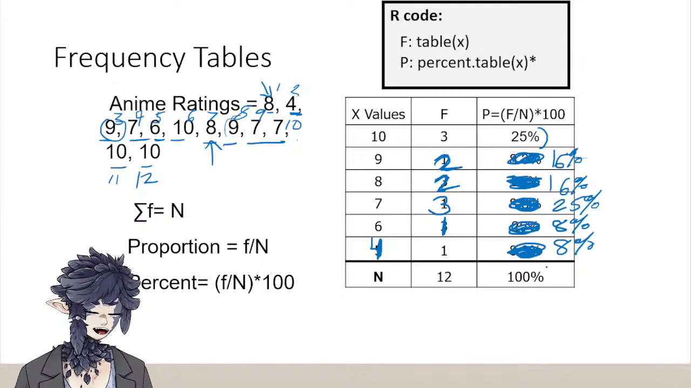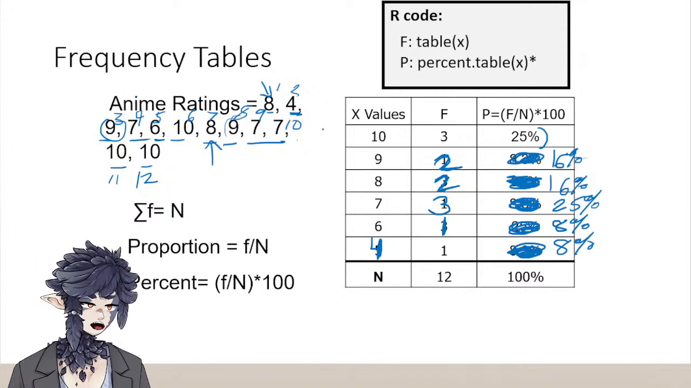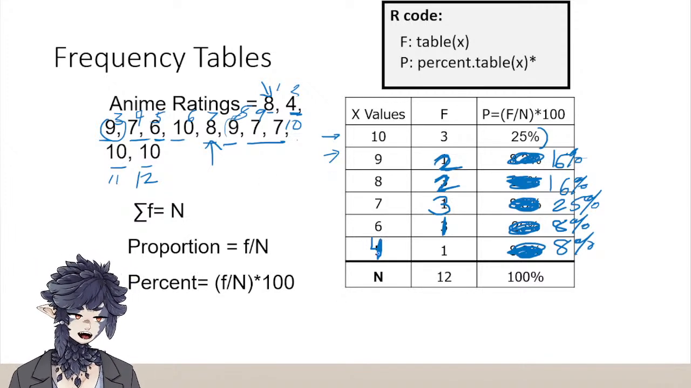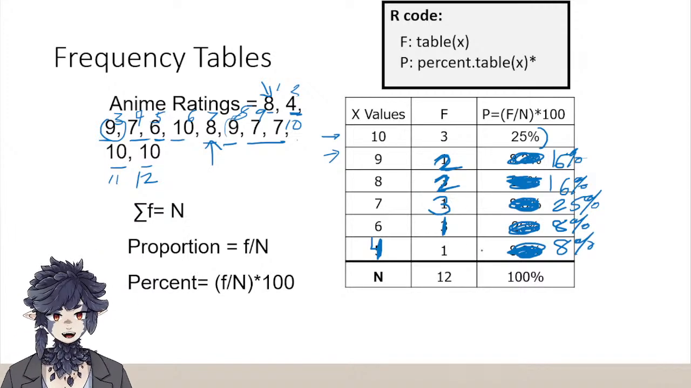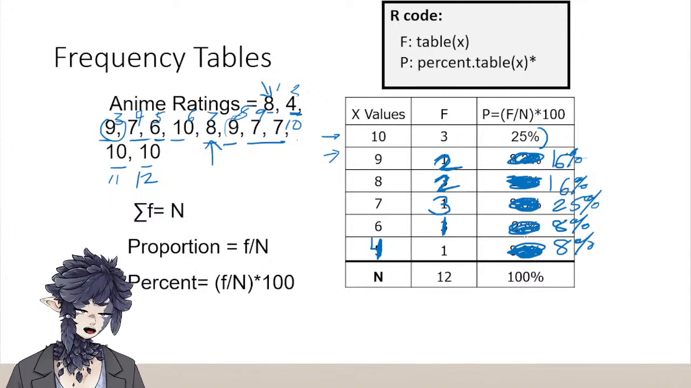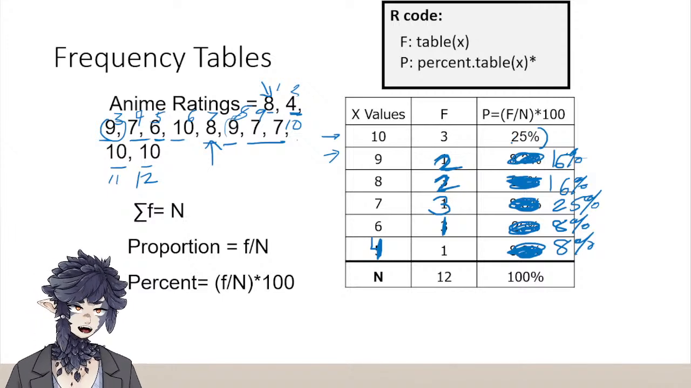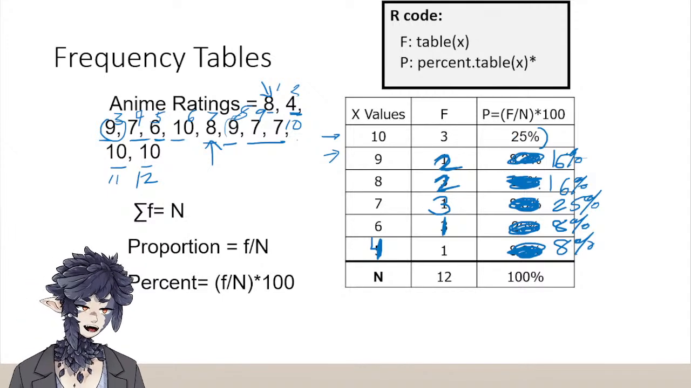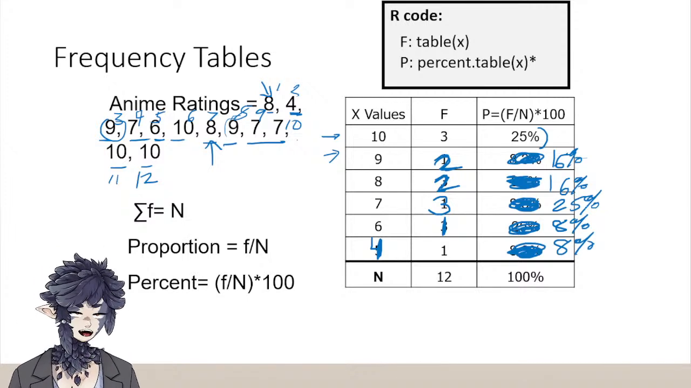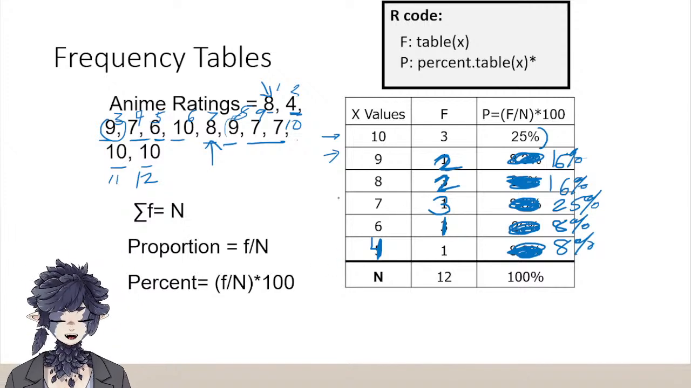Oh, man. Sorry for that confusion. There we go. So this is a frequency table. It tells you all of the values that are in your list, 10, 9, 8, 7, 6, and 4. It tells you how often each value appeared. There were 3 10s, there were 2 9s, 2 8s, 3 7s, 1 6, and 1 4. And we also have this extra column here that tells you what percent of the total ratings had that value. 25% of the anime had a 10 out of 10, 16% had a 9 out of 10, 16% had an 8 out of 10, 25% had a 7 out of 10, 8% had a 6 out of 10, and 8% had a 4 out of 10.